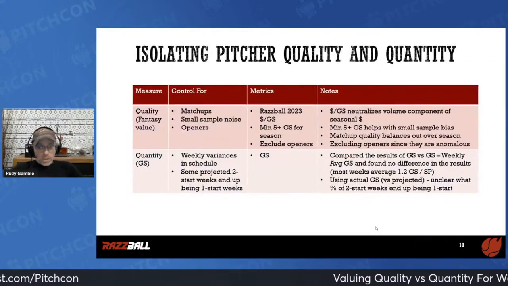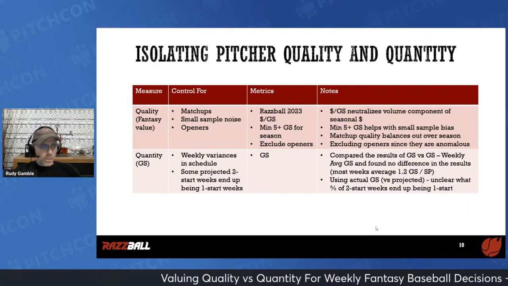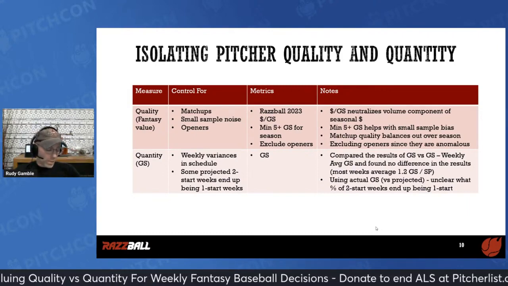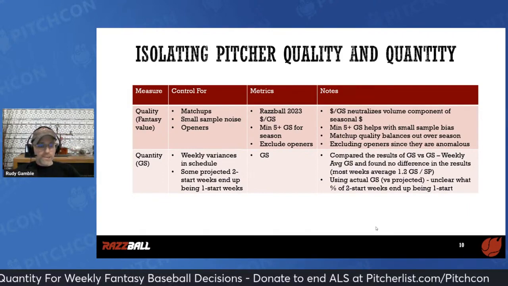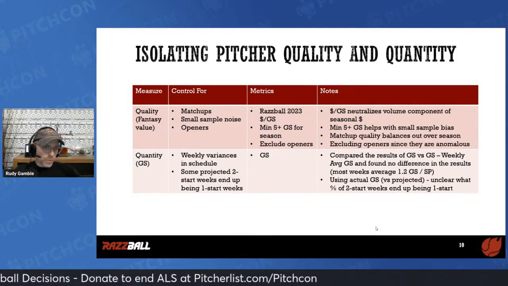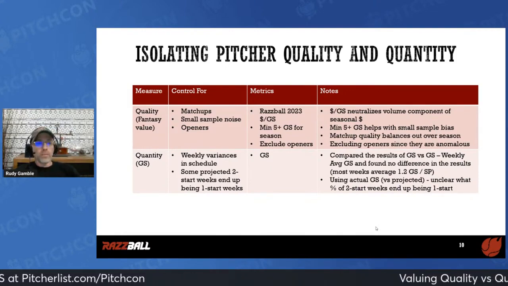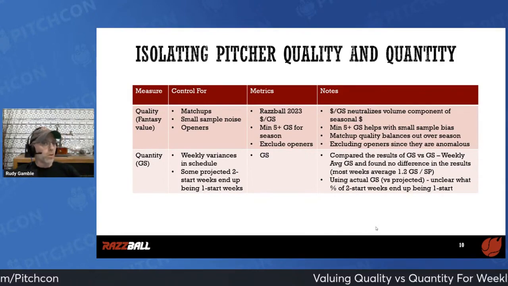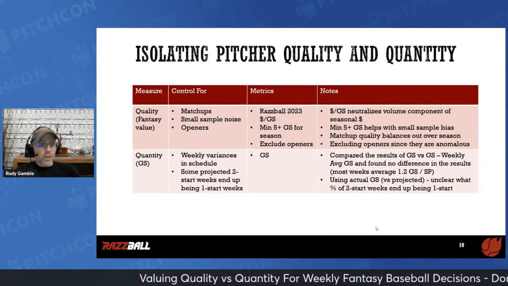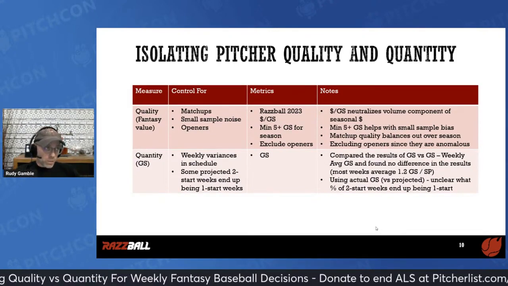Next, we're going to go with the pitchers. And again, we talk about how we isolate quality and quantity. Again, even though I'm the only one talking, it's a royal we. So the things we're trying to control for are matchup differences, small sample noise, and openers. In this case, we're going to use dollars per game started. So that's something that will be new in the player raters this year.